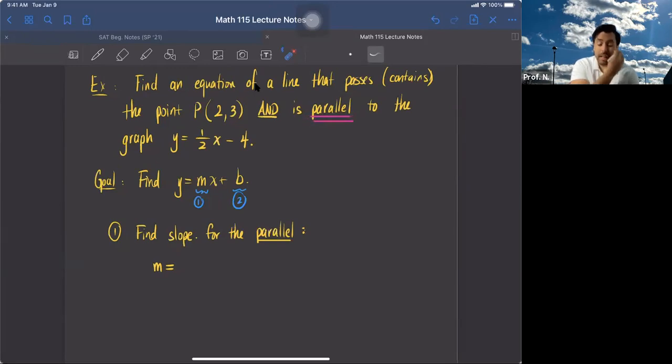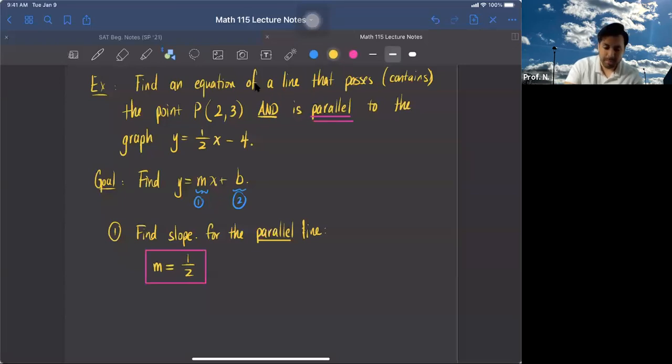That's the logical observation we make. We have to make this observation ourselves. We have to say, oh, it's parallel. Because the lines are parallel, the slopes must be the same. So for the parallel line, the slope equals 1/2. Look how quick that was. Easy. I know the slope is 1/2.